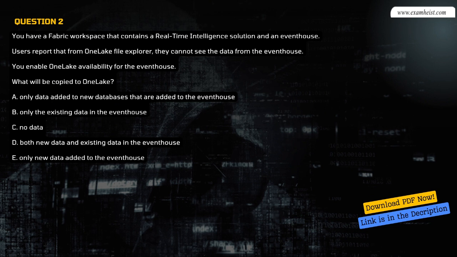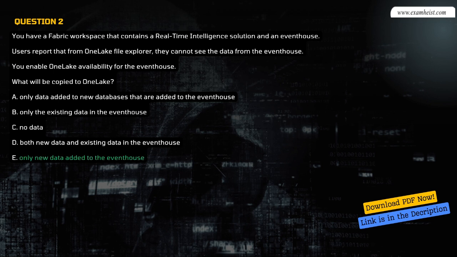Question 2. You have a Fabric workspace that contains a real-time intelligence solution and an event house. Users report that from OneLake File Explorer, they cannot see the data from the event house. You enable OneLake availability for the event house. What will be copied to OneLake? A. Only data added to new databases that are added to the event house. B. Only the existing data in the event house. C. No data. D. Both new data and existing data in the event house. E. Only new data added to the event house.